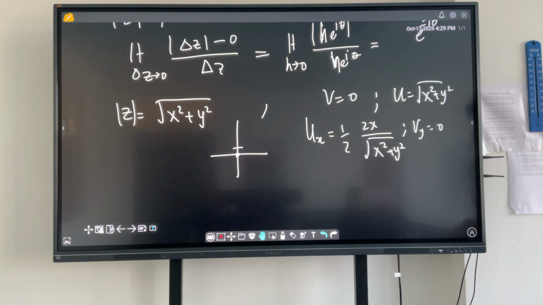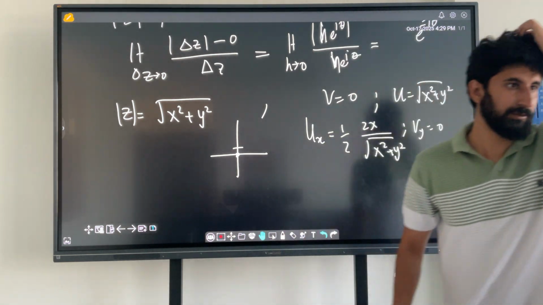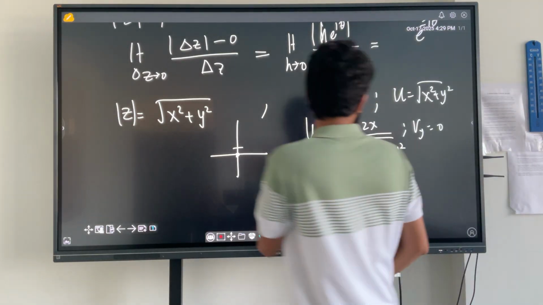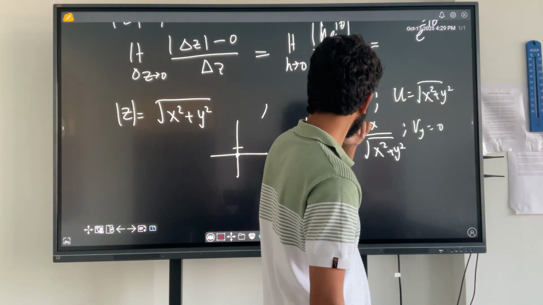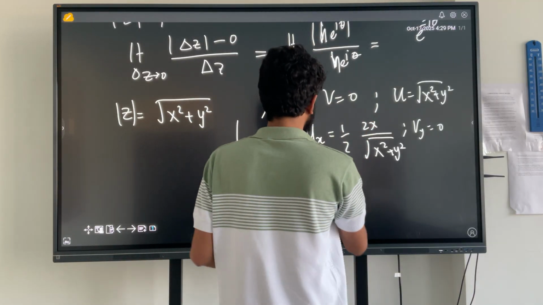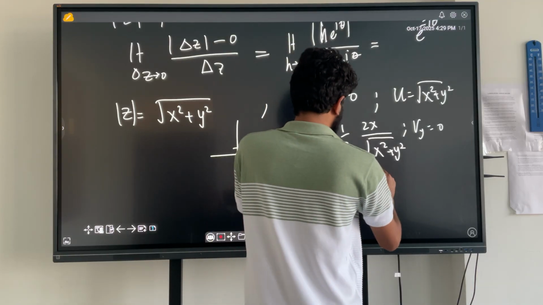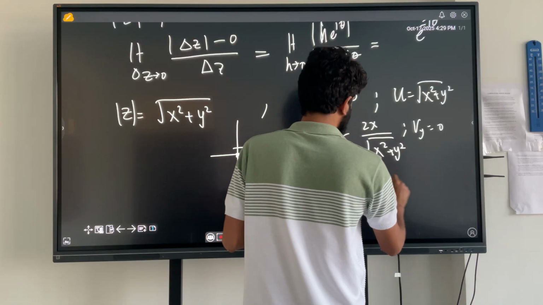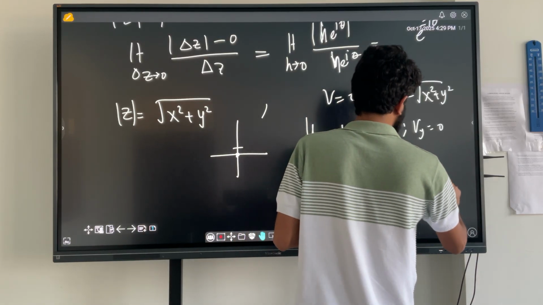The limits of the partial derivatives are not well defined. You have to fix the order. But maybe I shouldn't have done this example. Okay, what about the other one? uy, you'll get once again the same problem, right? x square plus y square. And what is dx? That's also 0.